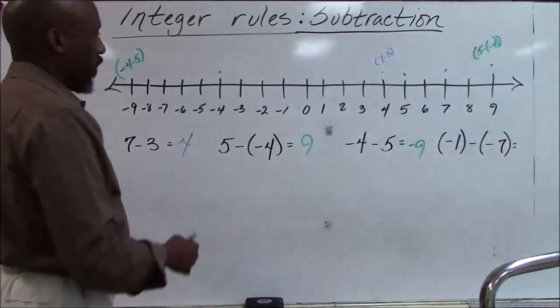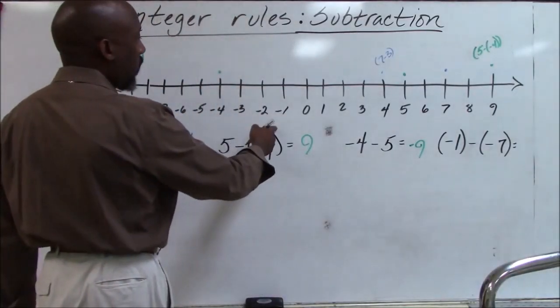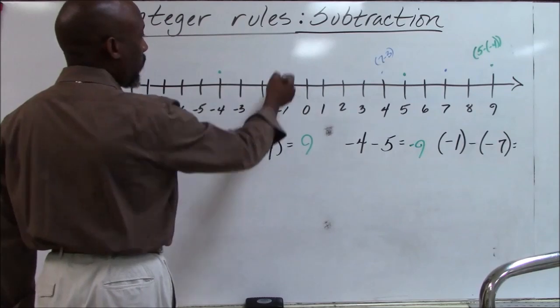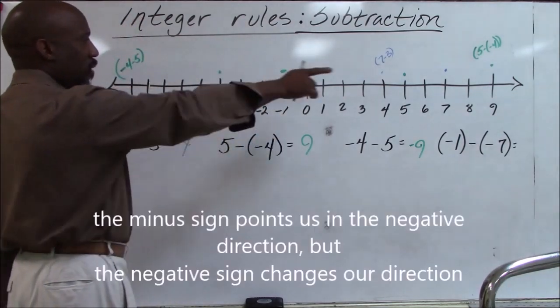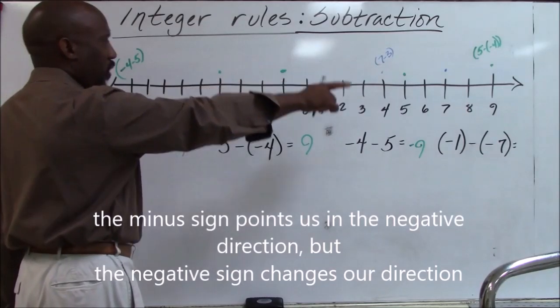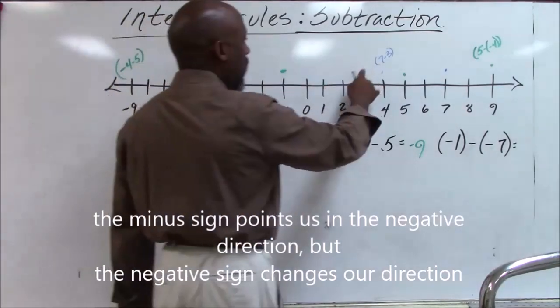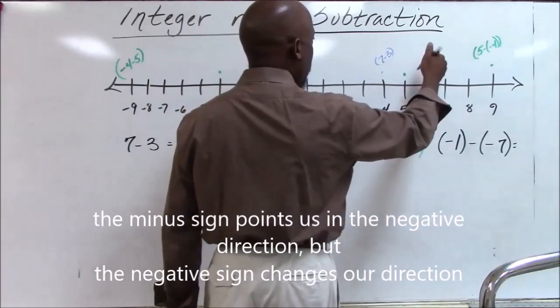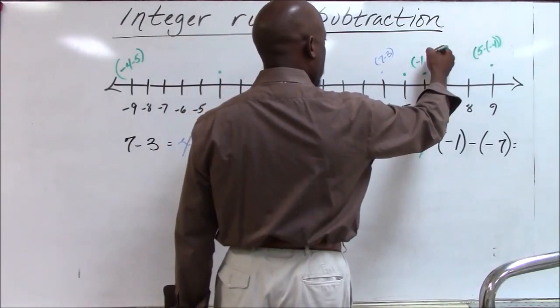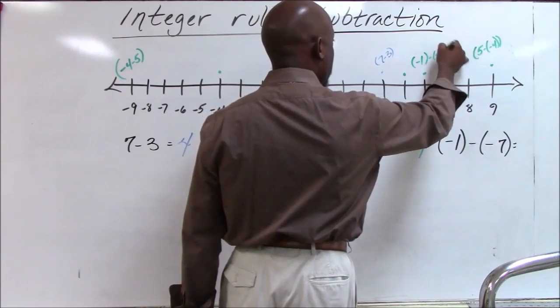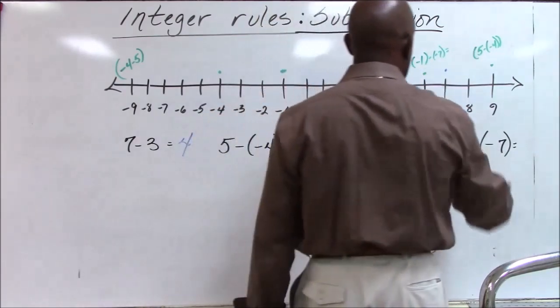Last one, and we'll see if we can figure something out from this. The last one is negative 1. The minus sign tells us to go this way. The negative tells us to go that way because it changes our direction. So we count 7. 1, 2, 3, 4, 5, 6, 7. Our answer to the question of negative 1 minus negative 7 is 6.